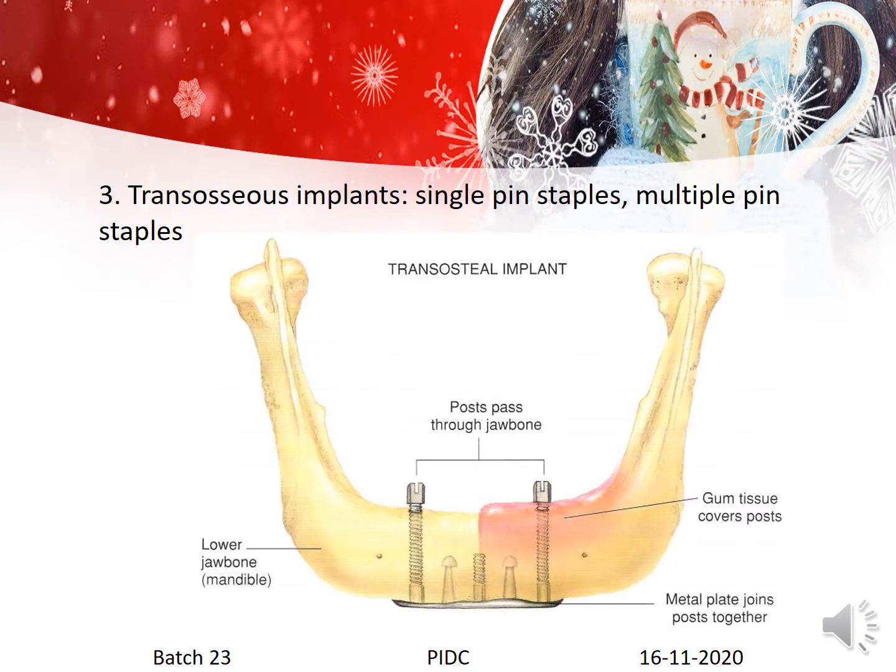Next, coming on to the transosseous implants. So here you can see in this case, especially in edentulous jaws which are totally resorbed, to get better stability and retention, two cortical plates are involved, like the posts pass through the jawbone, the upper one as well as the lower one, and this is also connected by a metal plate. So the implant is passed through the two cortical plates for increased retention as well as stability. So single pin implants are also present, multiple pin implants are also present. So these are called the transosseous implants.